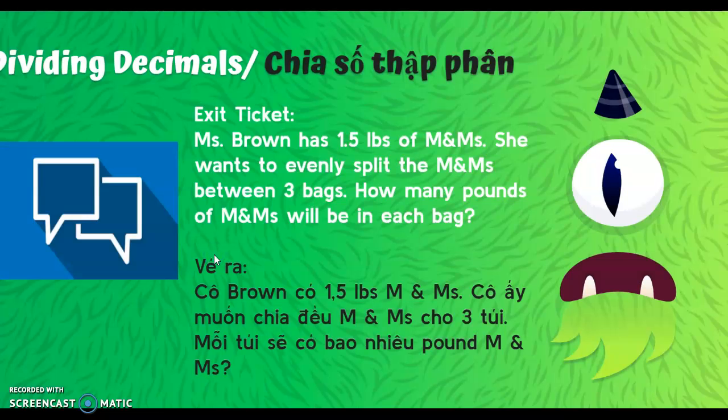Okay. Before you go, I have one last problem that I want you to think through, and then I want you to share either in the chat or with a friend how you came up with your answer. So here's your exit ticket. Miss Brown has 1 and 5 pounds of M&Ms. She wants to evenly split the M&Ms between 3 bags. How many pounds of M&Ms will be in each bag? Think about the reasonableness.